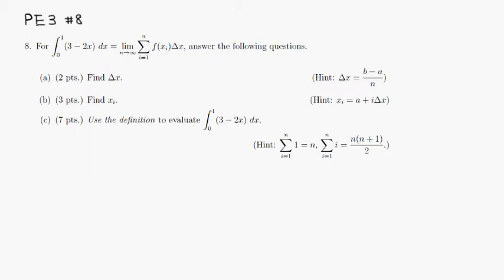Okay, let's look at practice exam 3, problem number 8. Delta x is (b minus a) over n. In this case, a is 0 and b is 1, so delta x is (1 minus 0) over n, which is going to be 1 over n. So that's part A.